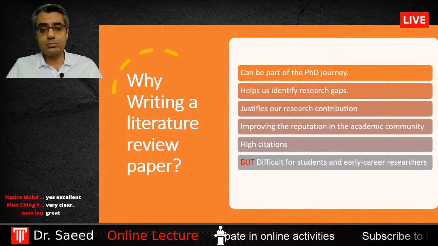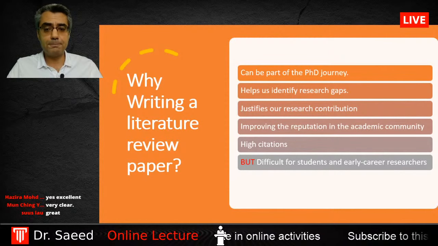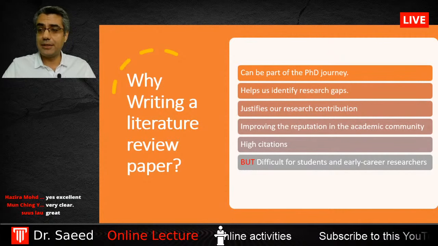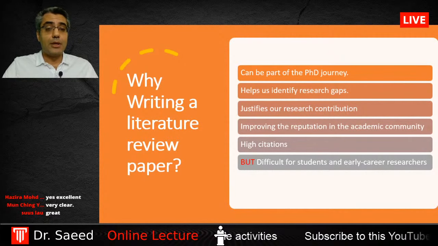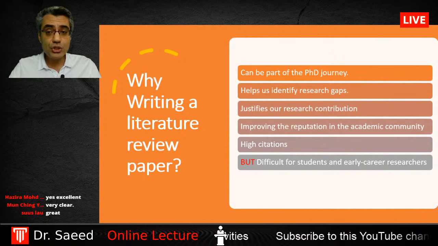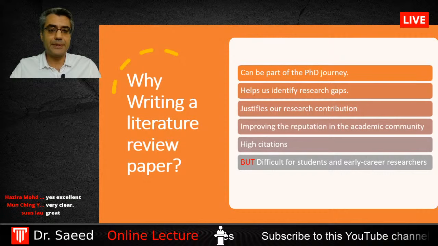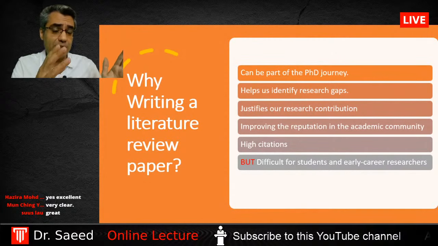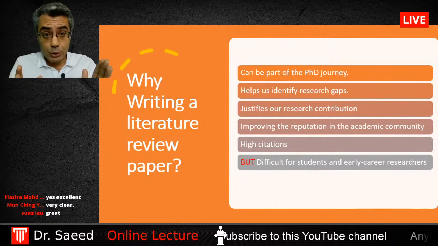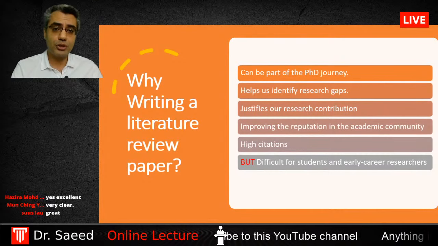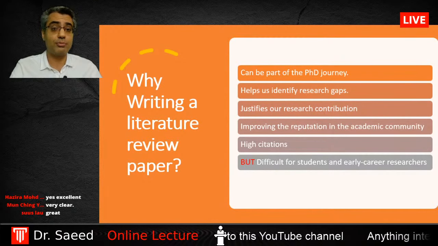And as I mentioned, it's actually a very good idea, when you are doing PhD work, to publish literature review papers. Why? First of all, as I said, you spend a lot of time reviewing the literature, so you can publish it as a paper. Number two, how do you justify that your study is contributing?